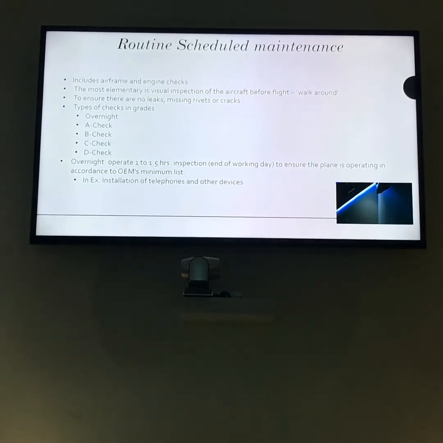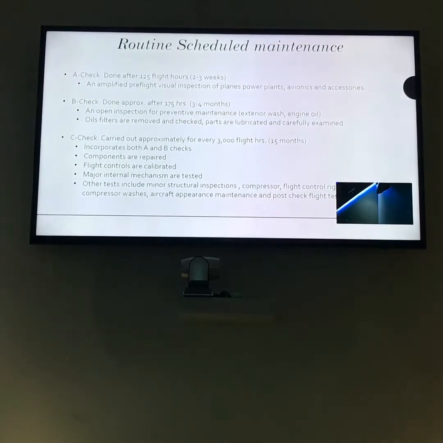Usually when they do it overnight, the mechanics perform a 1 to 1.5 hour inspection, usually at the end of the working day, to ensure the plane is operating in accordance with the OEM's minimum list. An example is the installation of telephones and other devices.